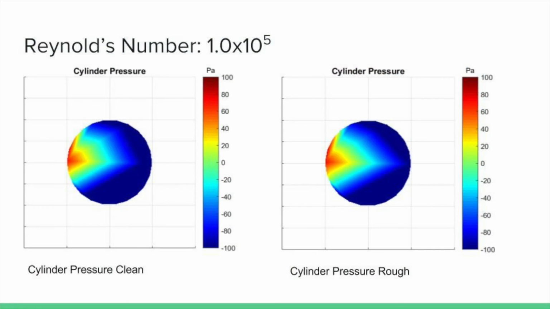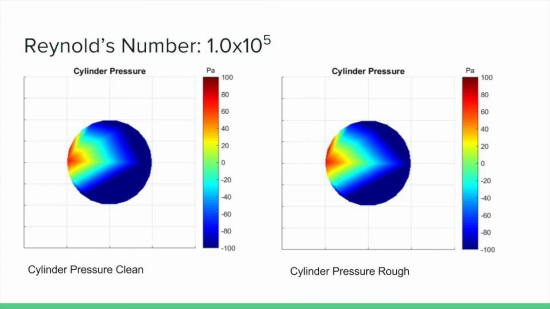Here are the graphs for a Reynolds number of 1 times 10 to the fifth. Although difficult to see at first, the low pressure zone at the rear of the cylinder is larger for the clean run as opposed to the rough run. Unlike the previous graphs, these graphs are different enough to say that there is a change in the boundary layer. Because of the slightly later separation point and the smaller low pressure zone, it can be assumed that the change in boundary layer was towards the turbulent regime.